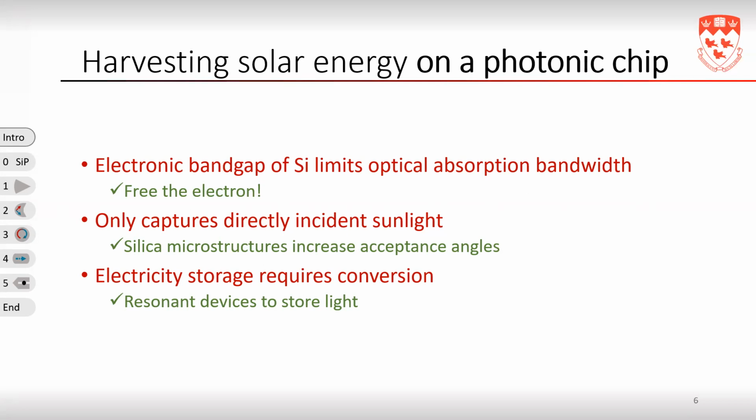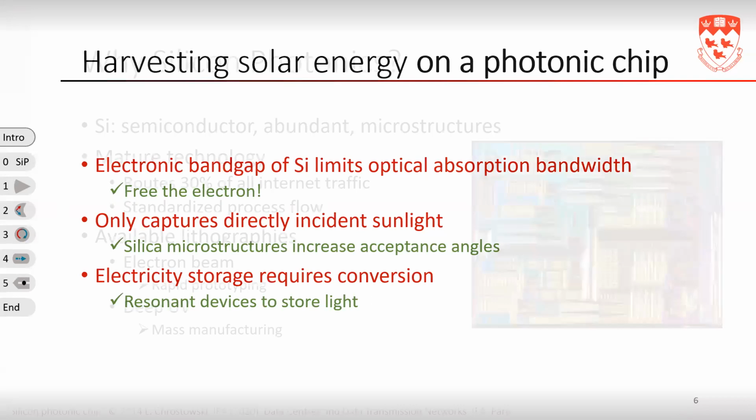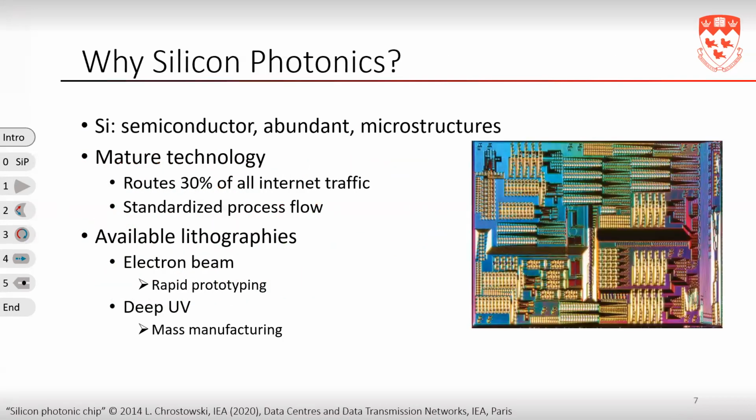The platform that we choose for this purpose is silicon photonics. Why? Because silicon is a semiconductor and it's abundant in nature, which means there are already really good techniques to convert silicon into microstructures and extract it. In fact, these techniques are so mature that silicon photonic devices already route 30% of all internet traffic.